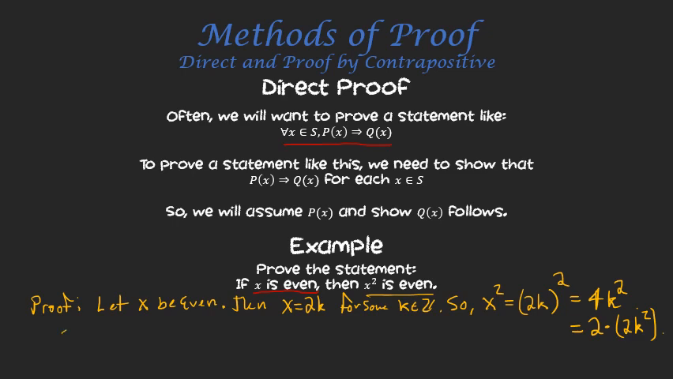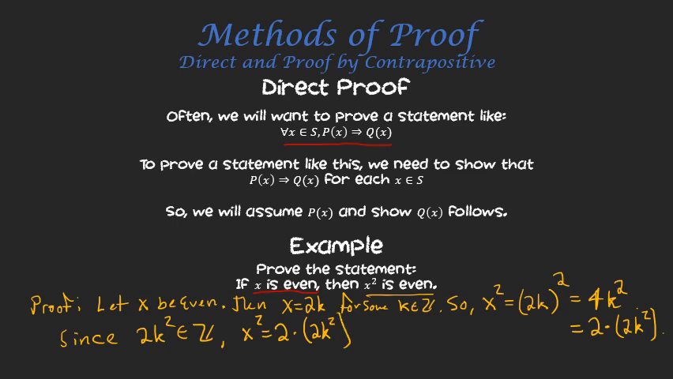Notice that I can write 4k squared as 2 times 2k squared, and that 2k squared is an integer. Right, we know k is an integer, then when I square that I'll get an integer, and when I multiply by 2 I'll get an integer. Those sort of things we can just kind of take for granted. So since 2k squared is an integer, then x squared, which is, we know now, 2 times 2k squared.